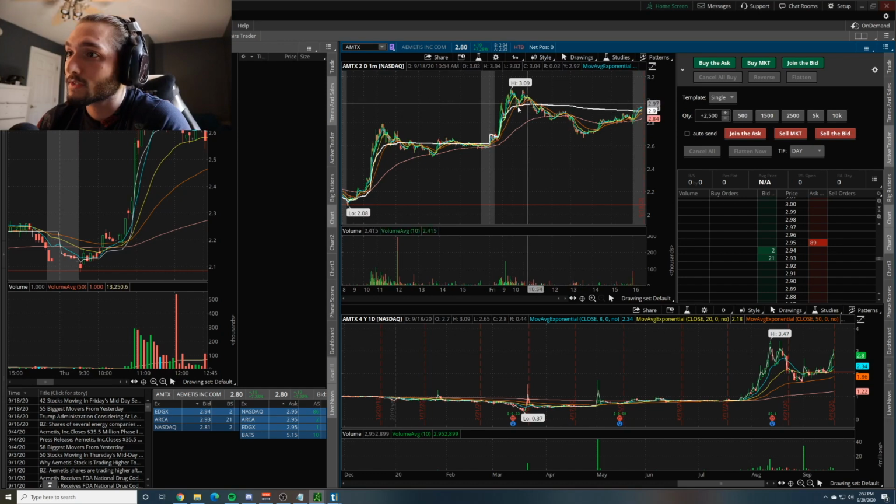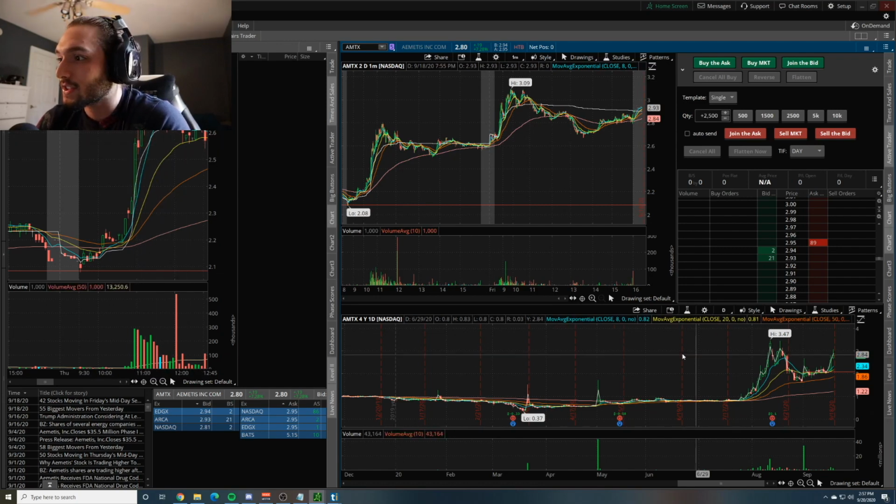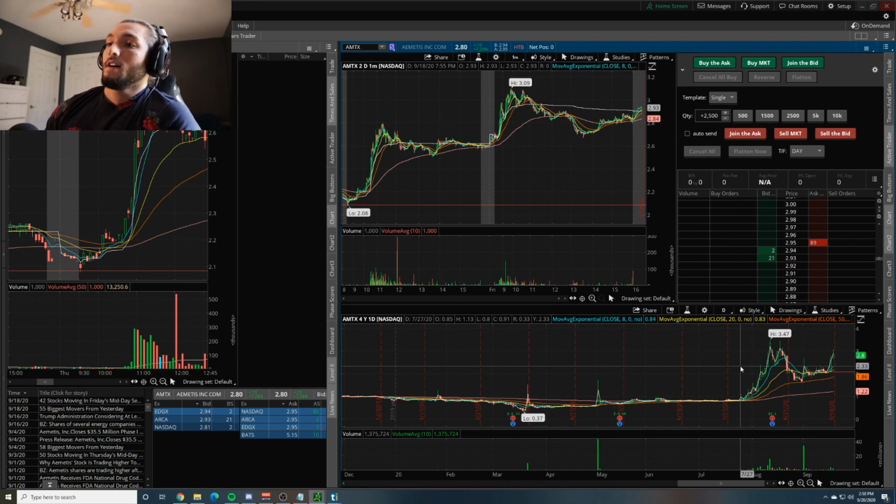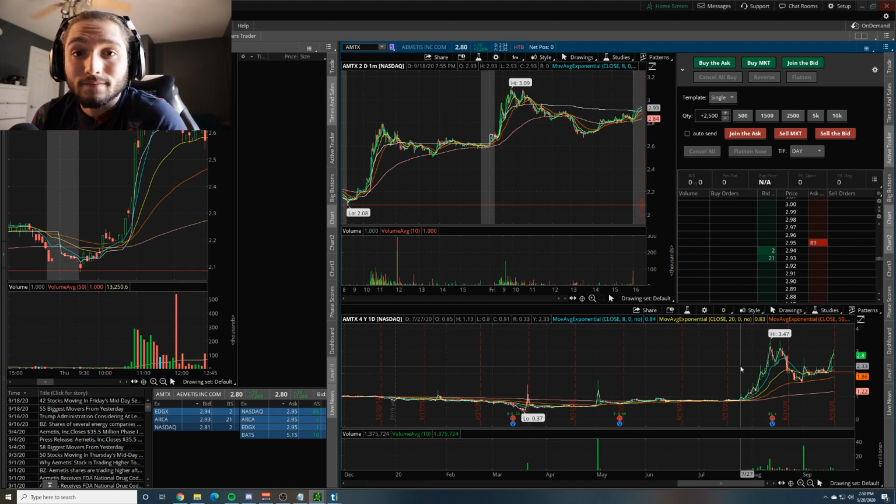Each chart is the same. They're all the same exact EMAs. Whatever you see on this chart, same exact color scheme, exact EMAs on this chart, same with this chart. And yeah, that's my setup.